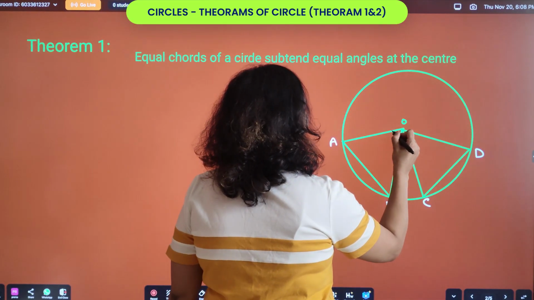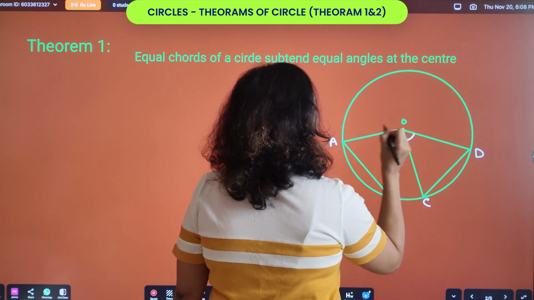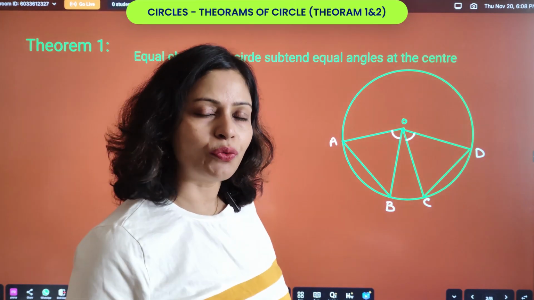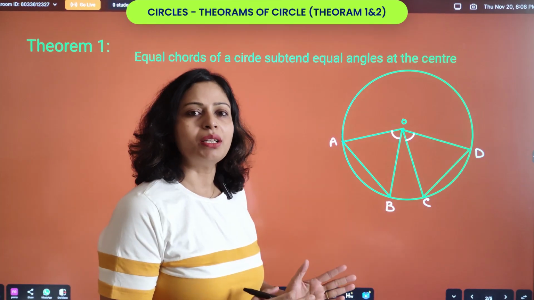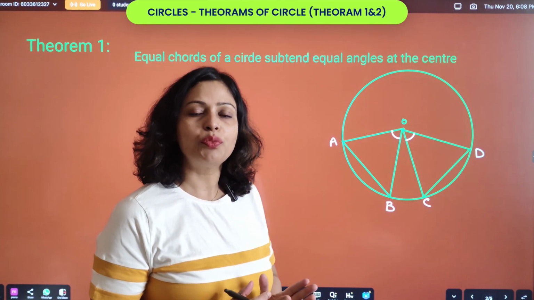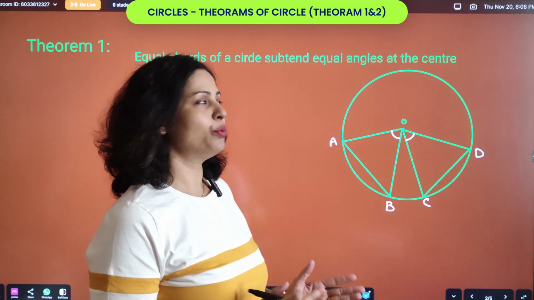That means we have to prove that this angle AOB is equal to angle COD. That's what we need to prove. See children, these are the theorems which require proving. Whatever theorem is given, we also need to know how to prove these theorems. That's what we are going to do now.